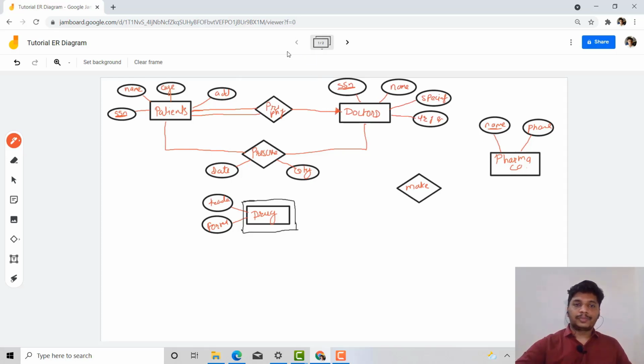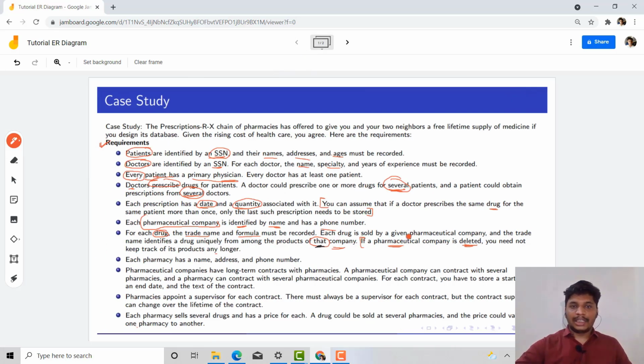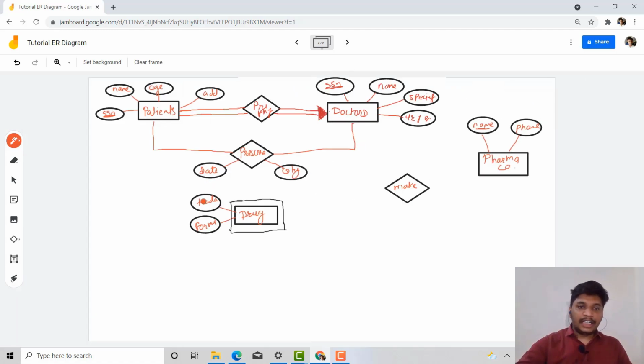Okay, so now each drug is sold by a given pharmaceutical company and the trade name identifies a drug uniquely from among the products. So trade name identifying a drug uniquely means that for a weak entity set, trade name is a partial key. So we need to represent it by a dotted line. Like the relationship make, identifying the weak entity is also an identifying relationship, which is represented by a double diamond shape. So we need to draw a double diamond shape here.